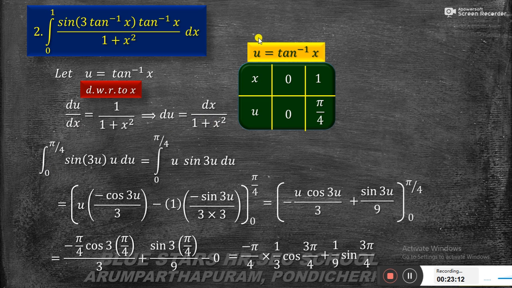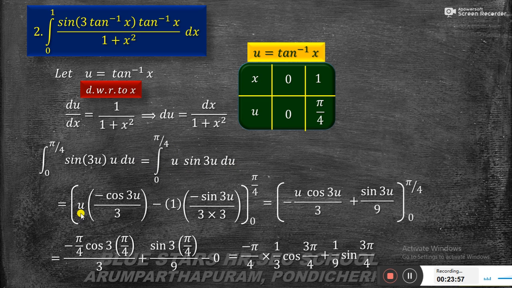So in the next step, now u equal to tan inverse x, the limit is 0 to 1, I substitute. Next, u equal to: you substitute x equal to 0, tan inverse 0 means 0. Next, you substitute x equal to 1, tan inverse 1 means tan inverse of tan pi by 4, so pi by 4, therefore u equal to 0 to pi by 4. So next you substitute here: integral 0 to pi by 4 sine of 3 into tan inverse x is u, 3u, into tan inverse x is u, into du equal to dx by 1 plus x square. Therefore integral 0 to pi by 4 u into sine 3u du.